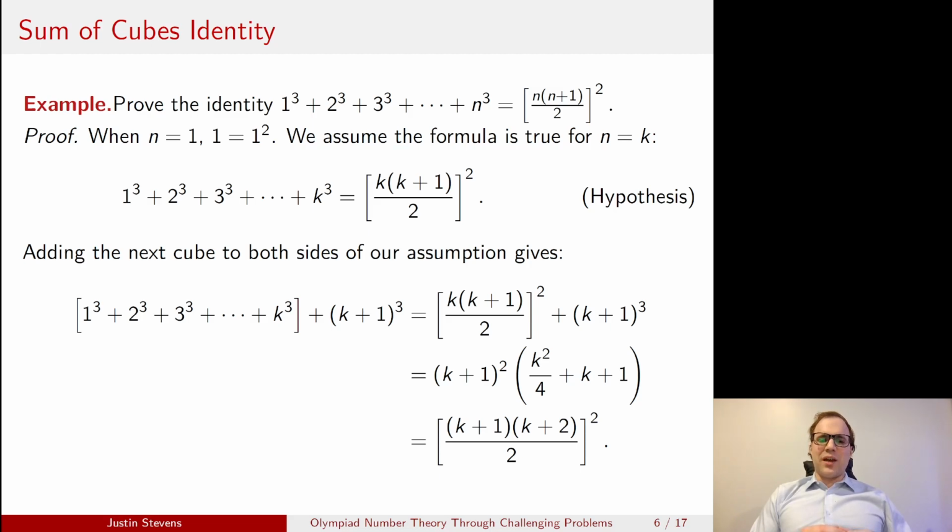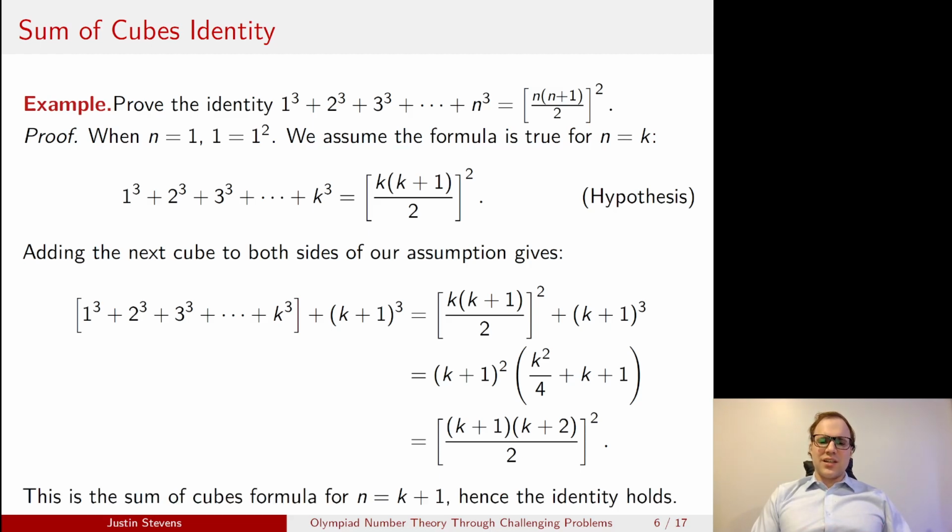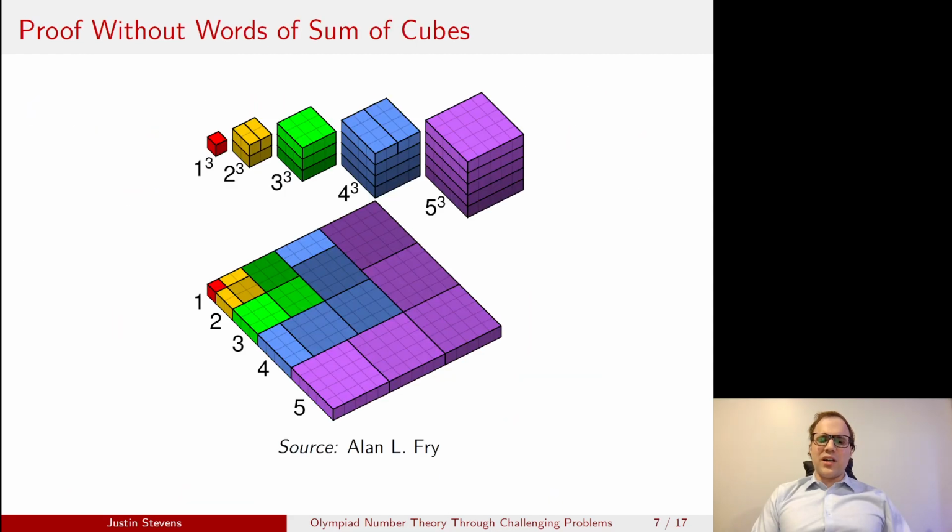We can also sometimes see a proof without words. And a proof without words here is going to be shown by an awesome example that comes from Alan L. Fry, which basically splices cubes to show that the sum of cubes is the same as the square of the sum. So 1 cubed plus 2 cubed is the same as (1 plus 2) squared, which is true because 9 is equal to 3 squared.